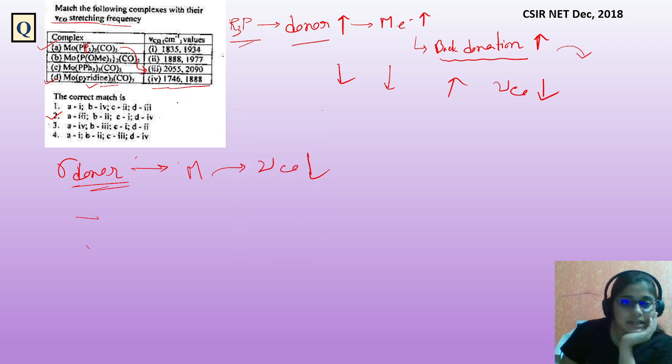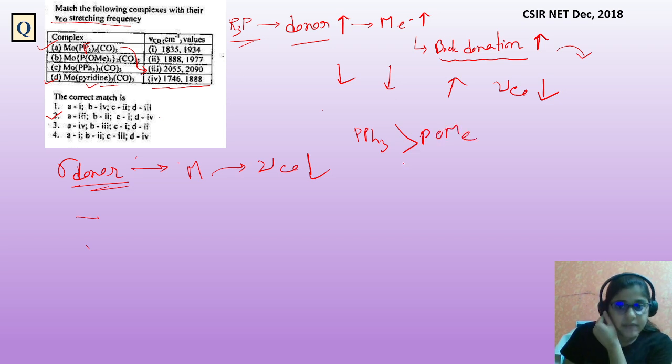Because for the other things, let's say B and C. B has P(OMe)3 and C has PPh3. We know the donor ability of PPh3 is more than P(OMe)3, right? So if donor ability is more, νCO will be less. So PPh3 has the lower νCO, and for B, P(OMe)3, it is 2, meaning this one. See, it matches. PPh3 will have less νCO because its donor ability is more, and the correct option for P(OMe)3 is 2.